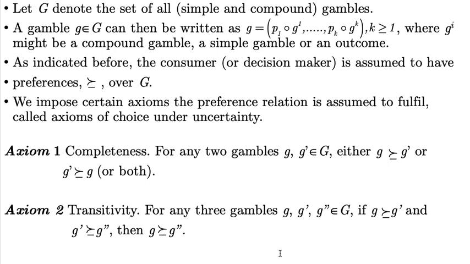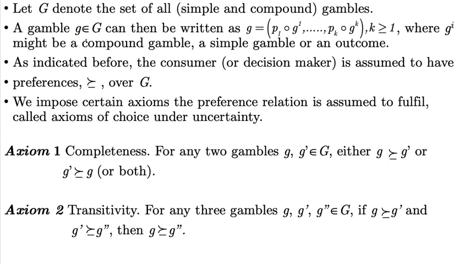Alright, now, so let's say we have a set, call it G, and this G denotes the set of all gambles, including simple and compound gambles. Let's say in the set G here, capital G, we have a gamble. Call that gamble g, small letter g.